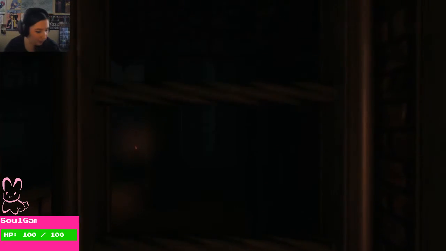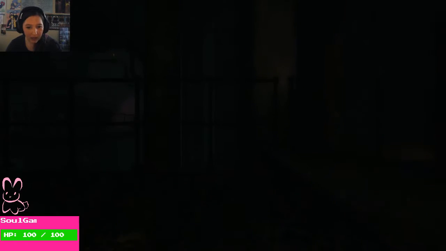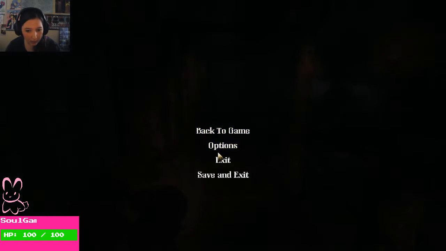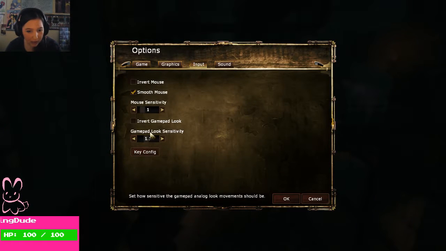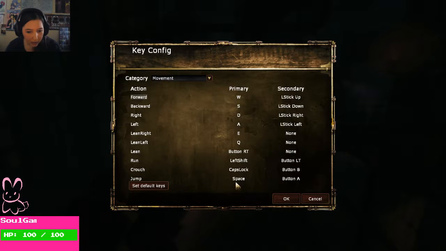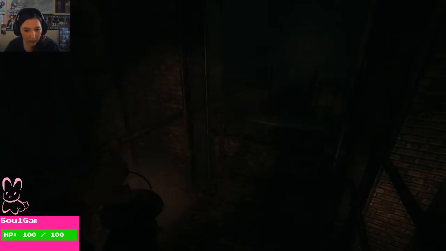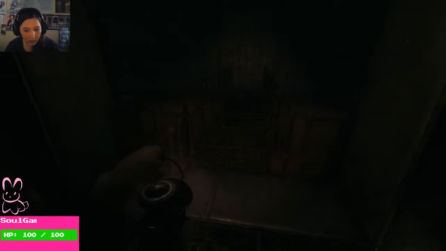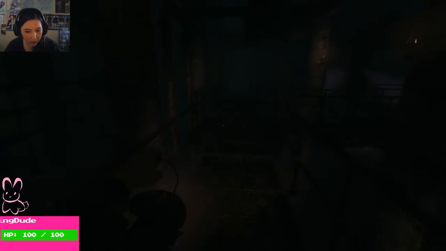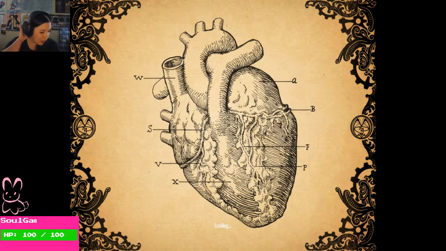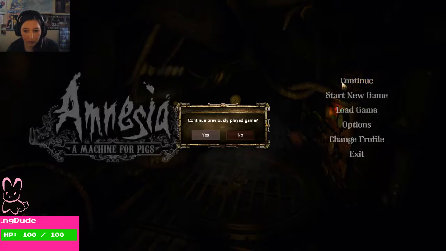Get up, get up, get up. Whatever. Apparently he's glitched and he won't run now. Look at this really quick. Just lucky I didn't die. Apparently if I hold left shift it's not working. Let's save and exit, because I apparently can't run.